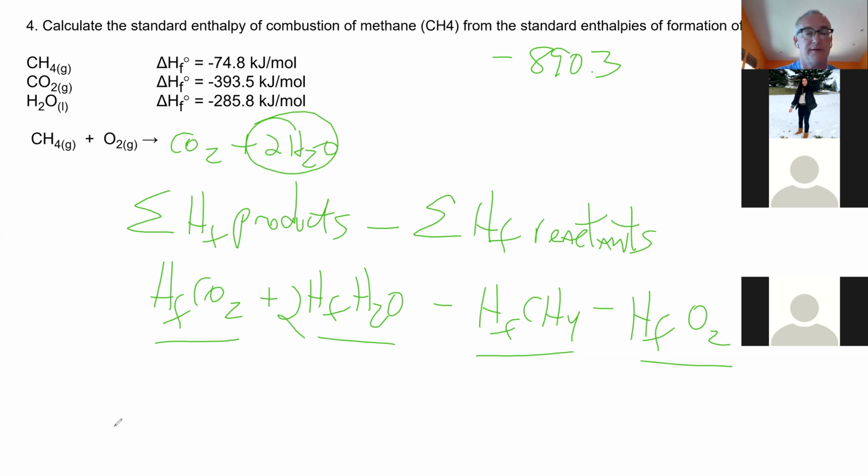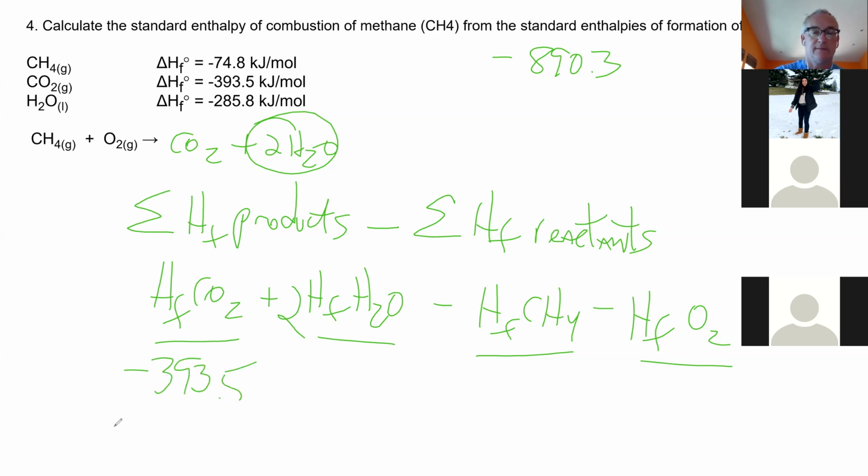It's right on the page. 393.5. Nope. We changed the sign, right? No, we don't change the sign. That is the heat of formation of CO2. I don't change the sign. So negative 393.5. Yep, negative 393.5.